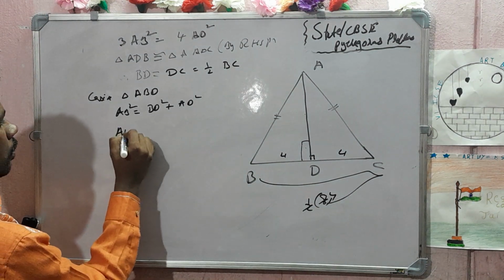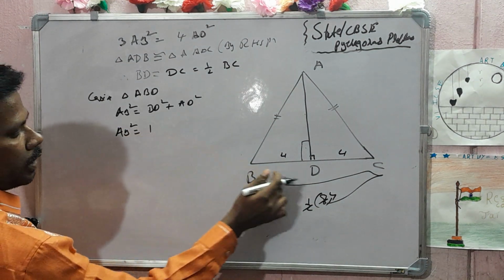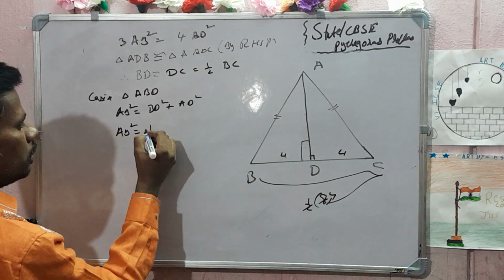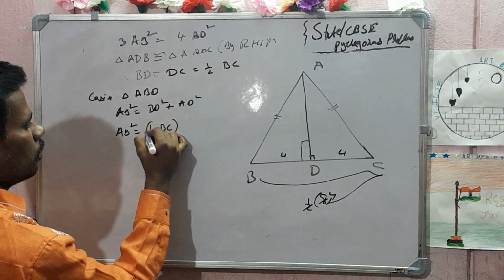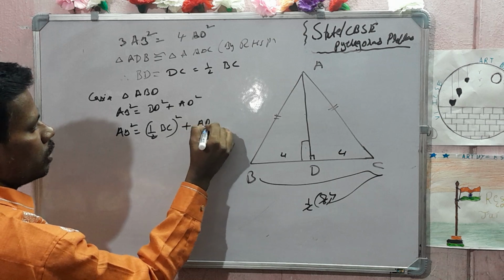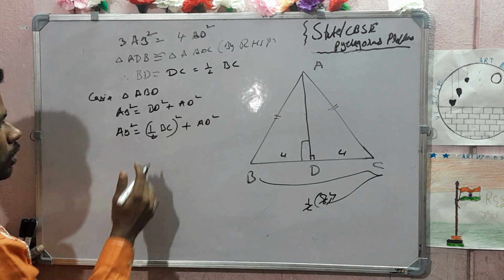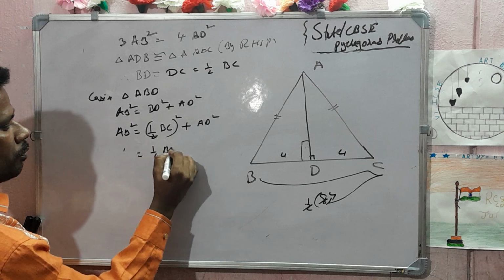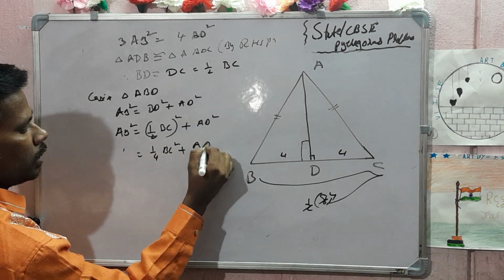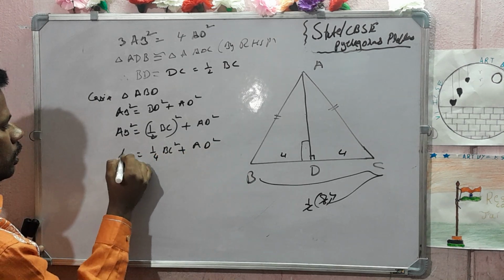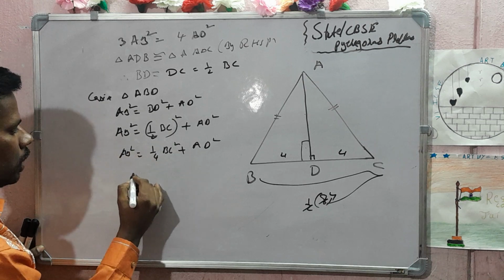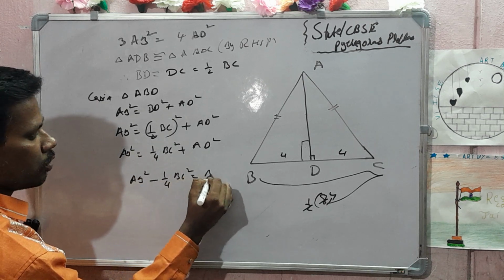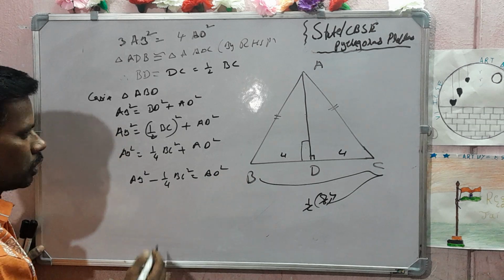Now AB square is equal to BD square plus AD square. BD is nothing but half of BC, so this is nothing but 1 by 4 BC square plus AD square, right? Bring this over here: AB square minus 1 by 4 BC square is equal to AD square, right?